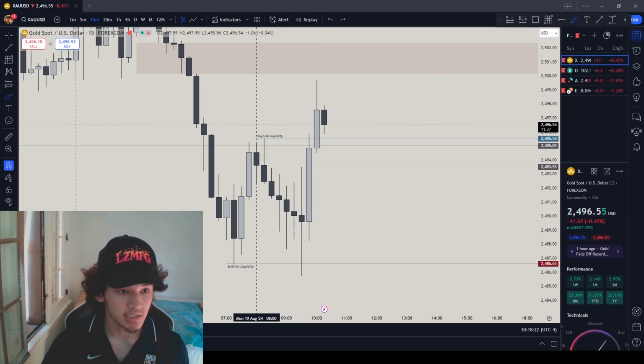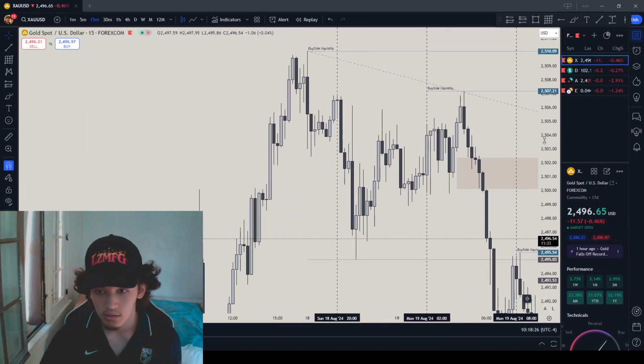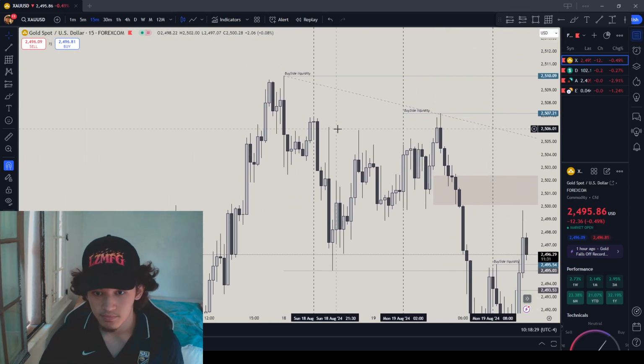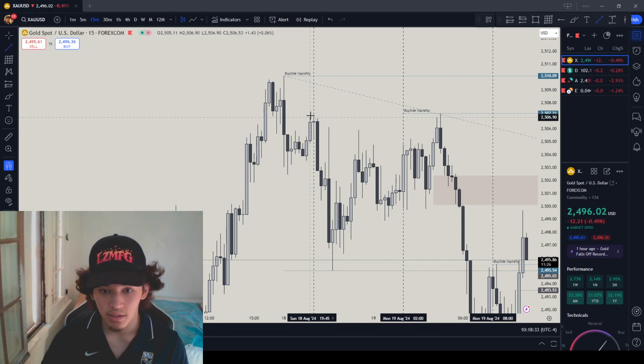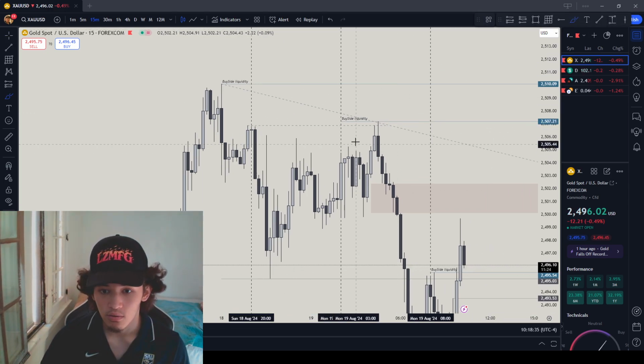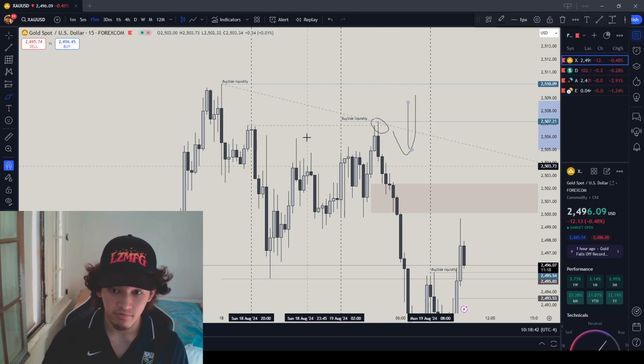Now we could show you guys more examples of this. Do I have any examples around here? Let me see if I have any examples. This right here is a clear sweep of liquidity. You can see the market swept it out. What did the market do? Eventually moved lower. But guess what? This time when it swept it out, the market does need to come back down before going back up higher, right?